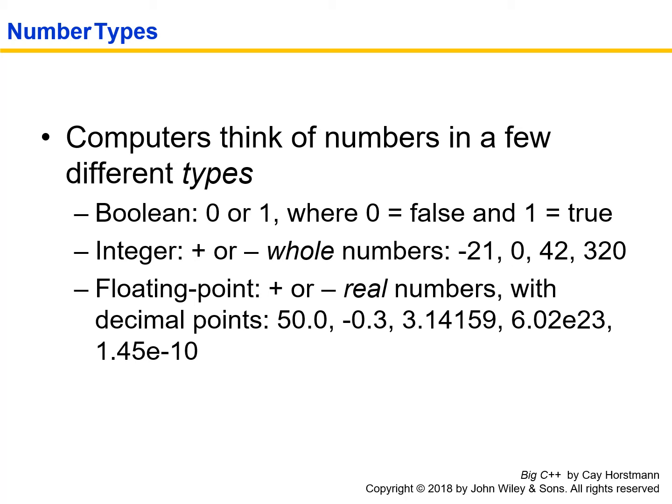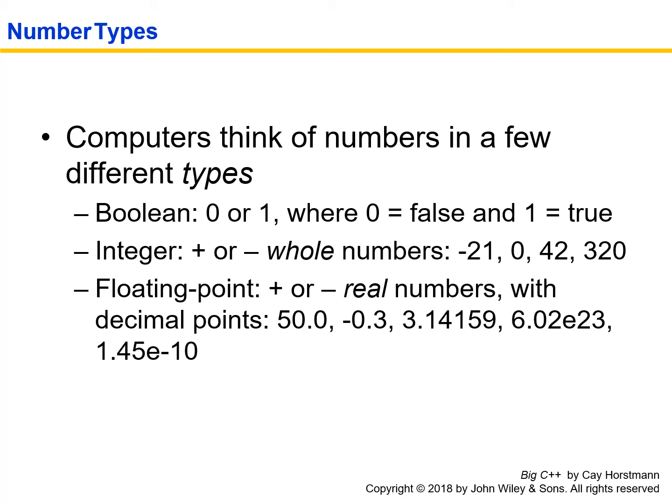An integer is a positive or negative whole number. That is a number with no fractional part. So minus 21, 0, 42, 320, 256. I could keep listing whole numbers if I really wanted to.